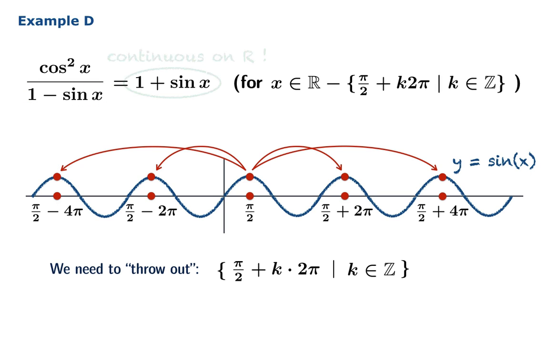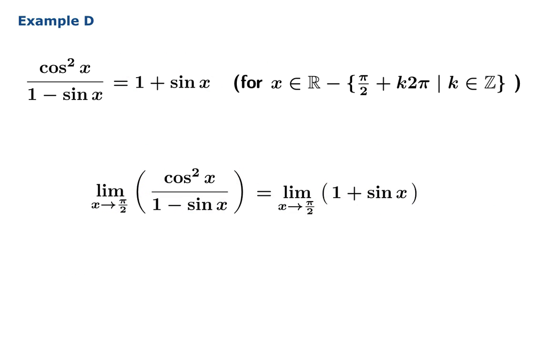The big observation is that this function is continuous on R, so we can find the limit by just substituting. In fact, the limit as x approaches pi over 2 of our original function is just the limit as x approaches pi over 2 of 1 plus sine x, which by substitution is simply 2.